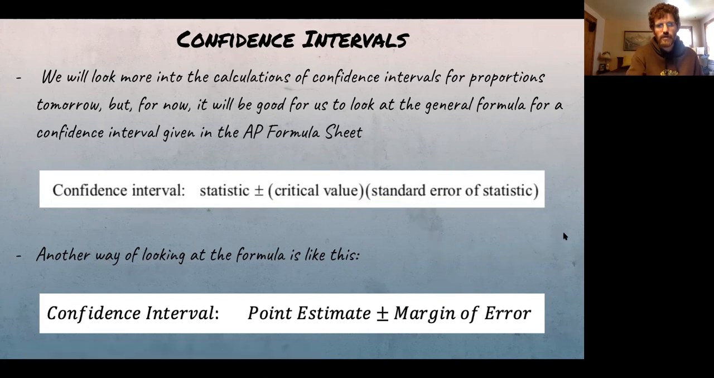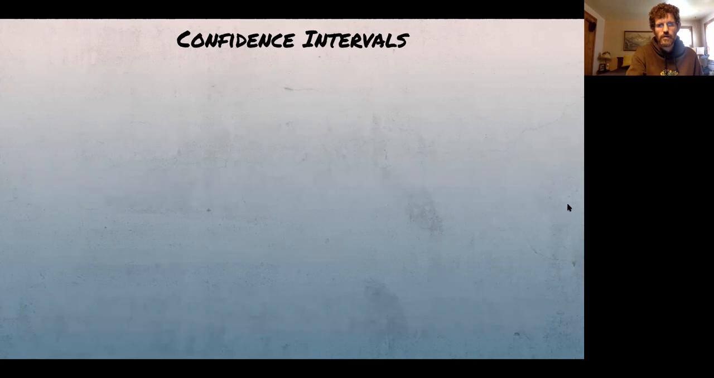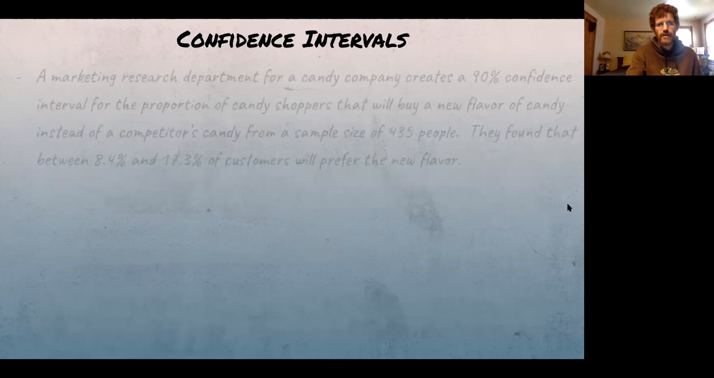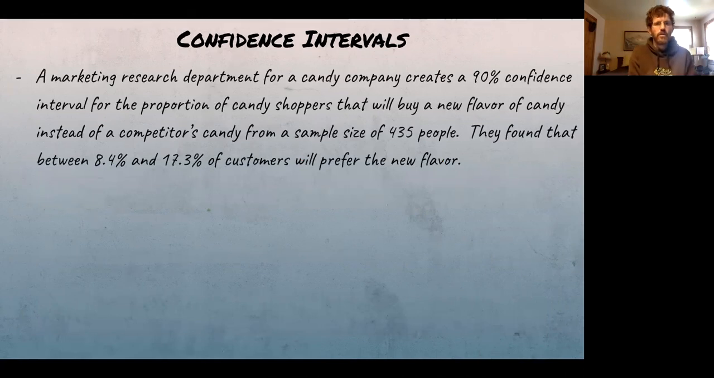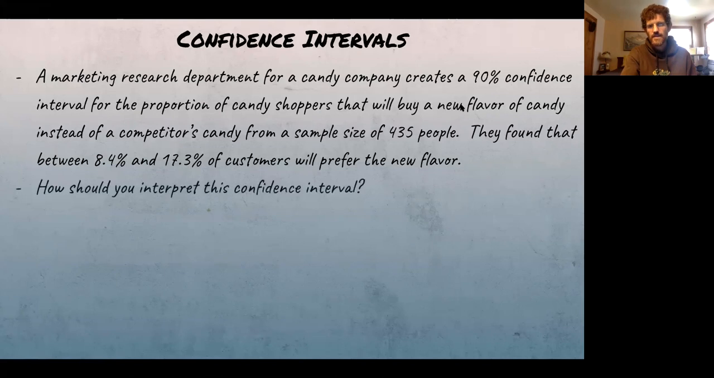I think we have one example, and then that's it for today. Okay, so a marketing research department for a candy company creates a 90% confidence interval for the proportion of candy shoppers that will buy a new flavor of candy instead of a competitor's candy from a sample size of 435 people. So all the information we need is in there right now. They found that between 8.4% and 17.3% of customers will prefer the new flavor. So there's the confidence interval. And it's a 90% confidence interval. So how are we going to interpret this?